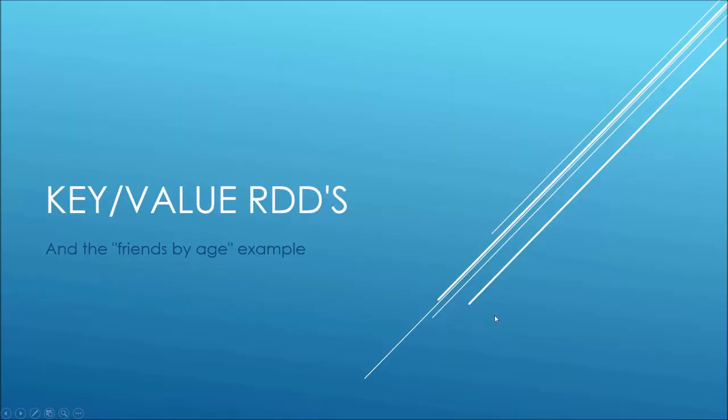Okay, let's build upon what we've learned about RDDs and extend it to a new kind of RDD, a key value RDD. And we're going to do this in the context of a real example where we're going to look at some fake social network data and try to figure out the average number of friends broken down by age for people.